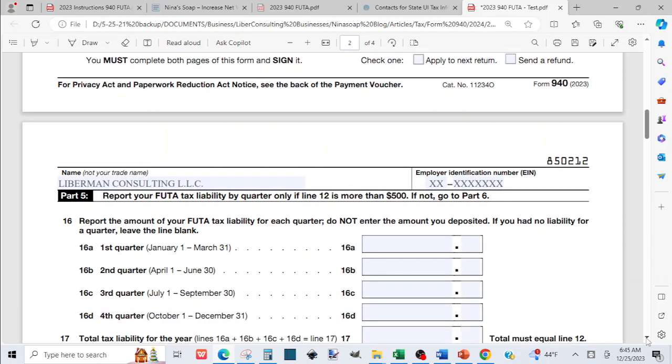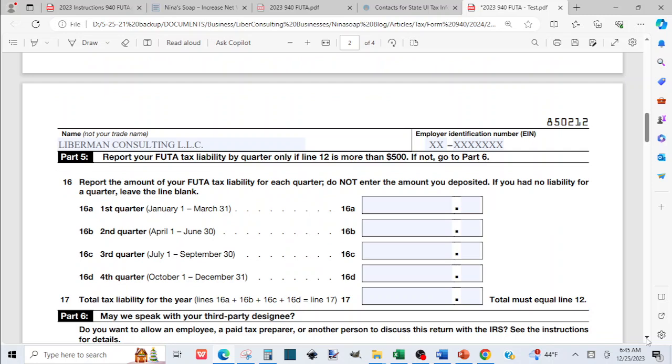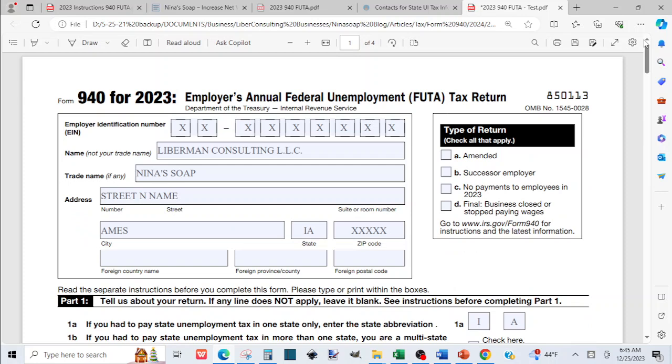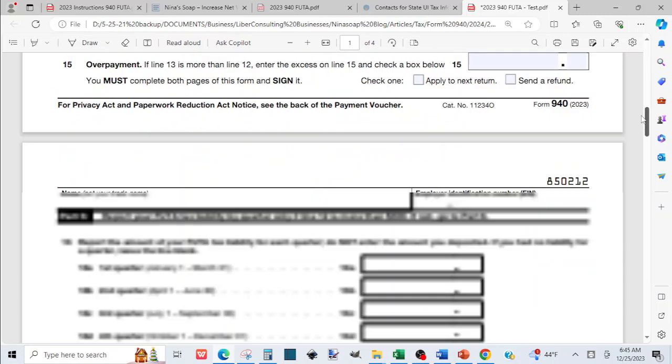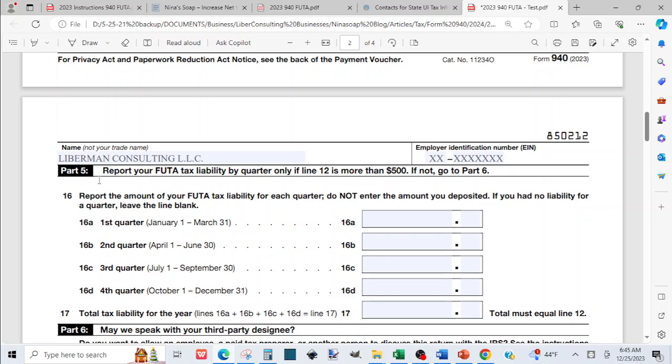So what page is this one again? Is it page 2? Yeah, I think so. Page 2 of Form 940. Make sure you put your business legal name, again, the business legal name that you have on the first page, at the top of the second page, and you put your business EIN number. It should match what you have on top. Those two pieces of information should match. That's why we have Liberman Consulting and the EIN number. So part 5, line 16.